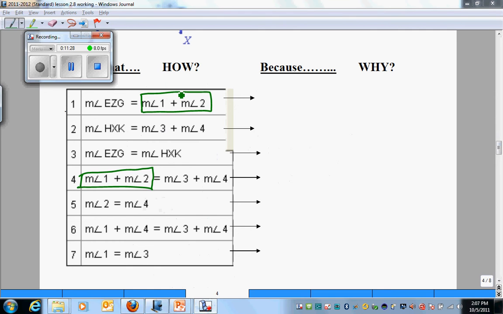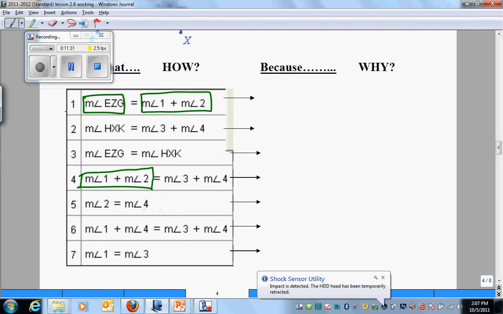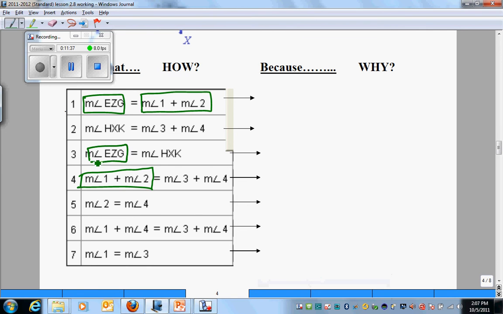Okay, now box what 1 and 2 equals, which is EZG. Now box, where else do you see EZG? So you should see, basically what we've done is we've taken EZG and we swapped it out and we put in 1 and 2. Why? Because up here we say they're equal.